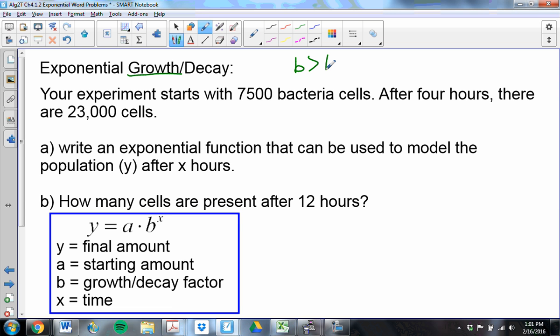We're going to write an exponential function that can be used to model the population y, in terms of x, after x hours. Well, here's what we know. 7,500 was our starting amount. That's our a. 4 hours was our time. We'll call that x. And the final amount we had was 23,000. So we would have the equation, we're plugging into y equals a times b to the x.